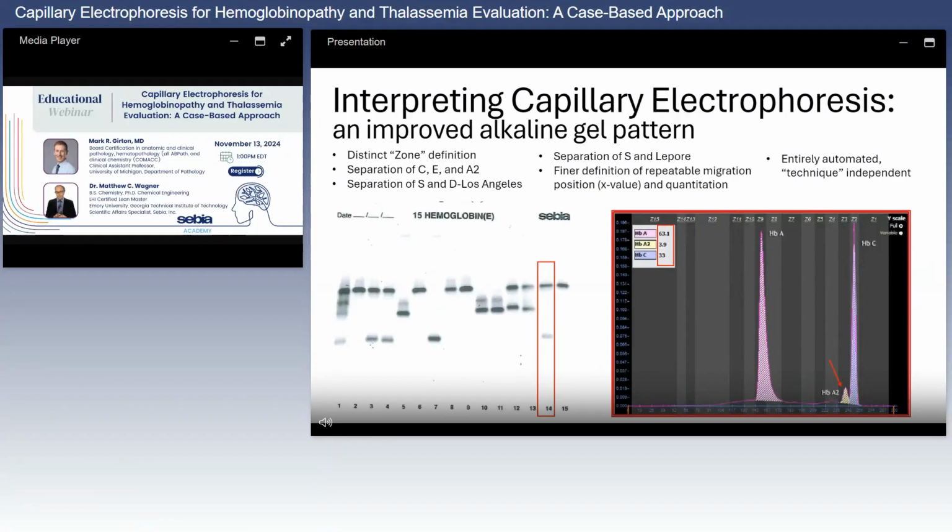When we go to interpret the electropherogram that comes out of the capillary electrophoresis instrument, we can view it as an improved alkaline gel pattern. The buffer that's being used by the capillary electrophoresis instrument is alkaline in nature, so the separation of the different proteins is going to occur in the same order that we see on gel. On gel, we're used to seeing the bands for A, F, S, and C going down from top to bottom, whereas on the electropherogram, from left to right, we see that same separation of A, F, S, and C.